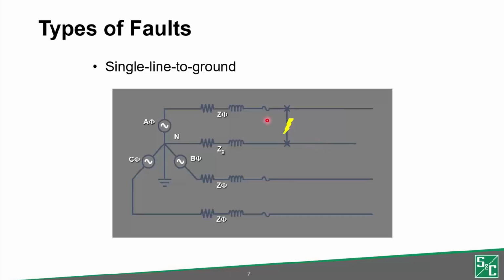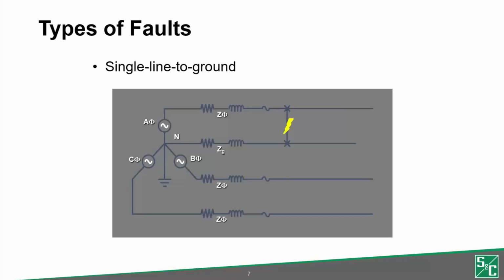The path of the fault current is through the faulted phase and the neutral, and there is no fault current in the other two unfaulted phases. There is, however, a ground fault current component. So the magnitude of the fault current in a single line to ground event is usually lower than, say, a three-phase fault event.